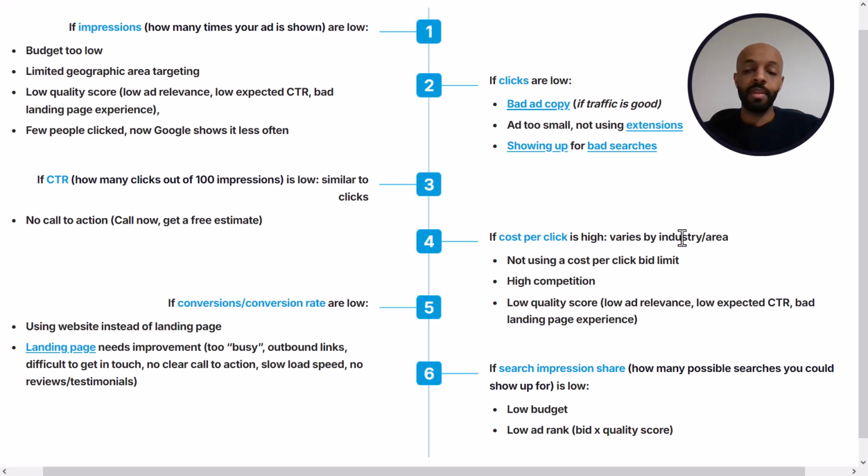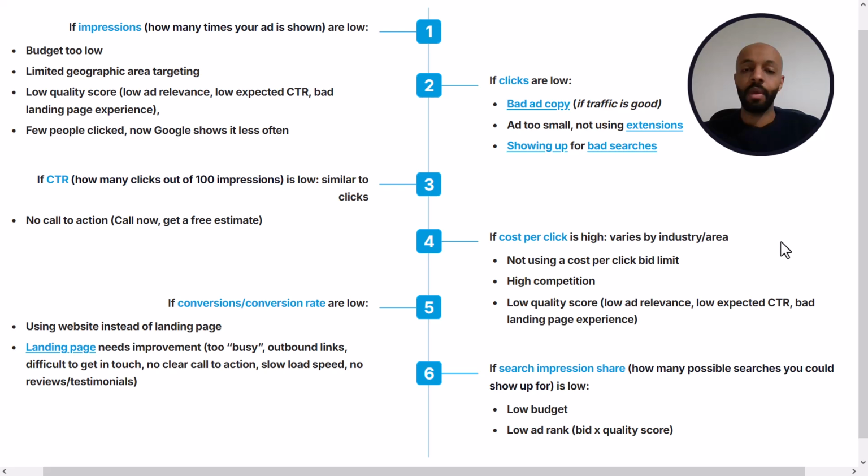The next one is if your cost per click is high. Now this varies by the industry and by the area, and even within the same industry, obviously. So keep that in mind. What's high in one area could be low in yours. So you might not be using a cost per click bid limit. Now this is something you can do inside Google Ads, where you basically tell it, I don't want to pay more than this for a click.